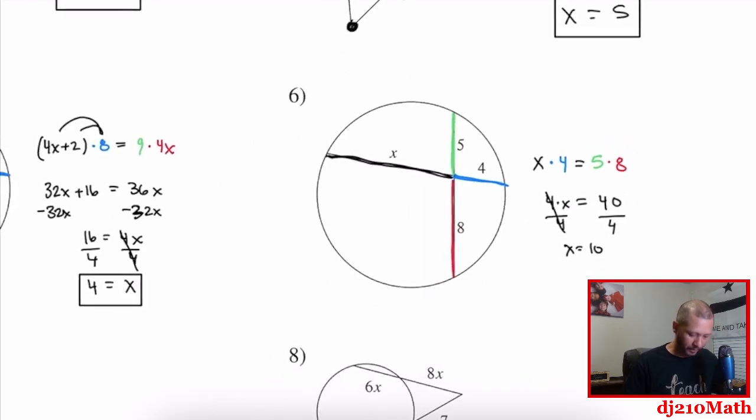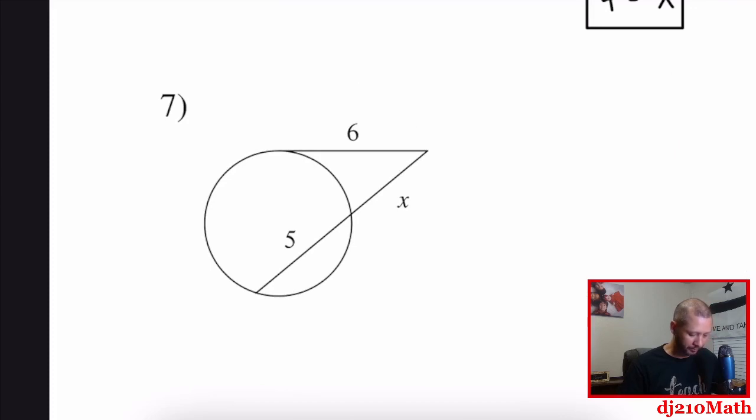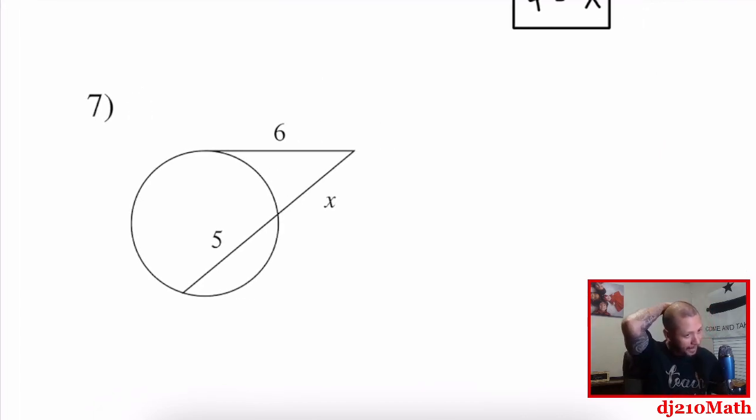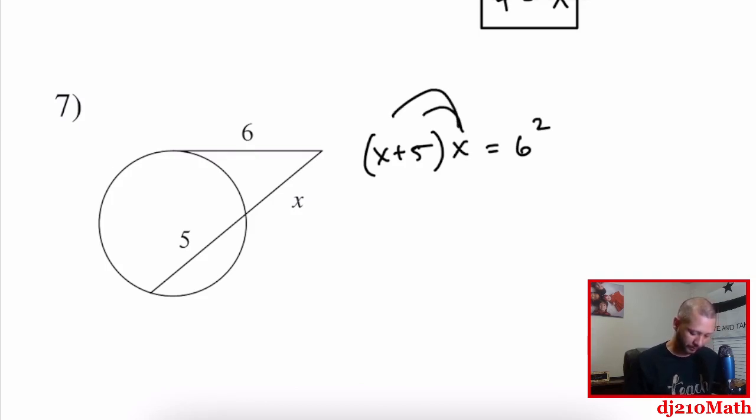So now it'll just be the math. Or it'll be the last problems. Okay, so this is like the very first one we did. So x plus 5, that's the whole secant, times the outside part, which is x. Okay, that's new. And this is equal to the tangent part squared. Okay, we're going to distribute x squared, right? Because x times x, you add the exponents.